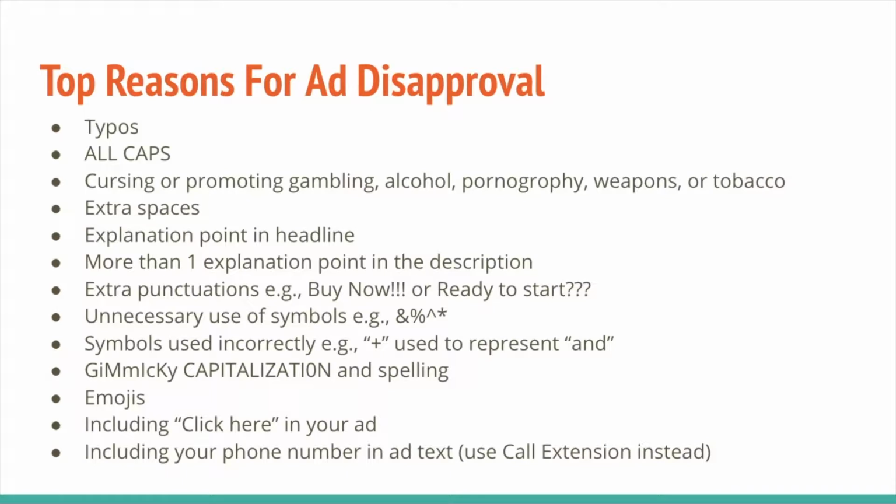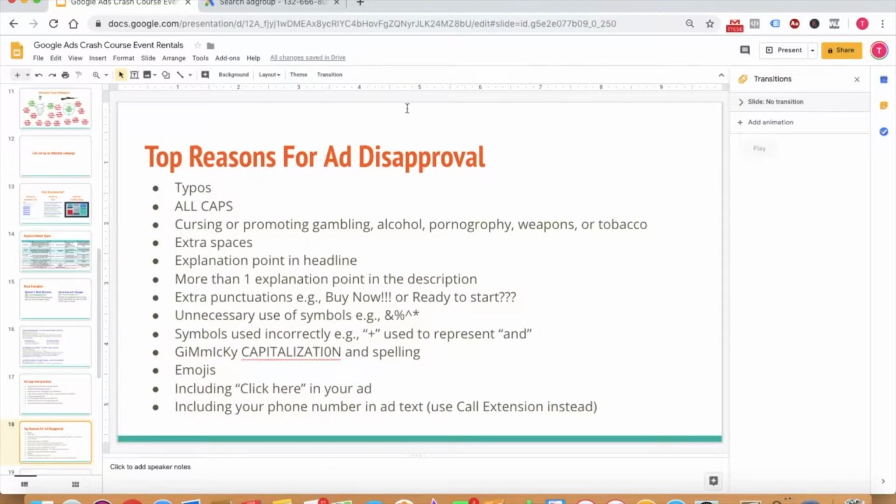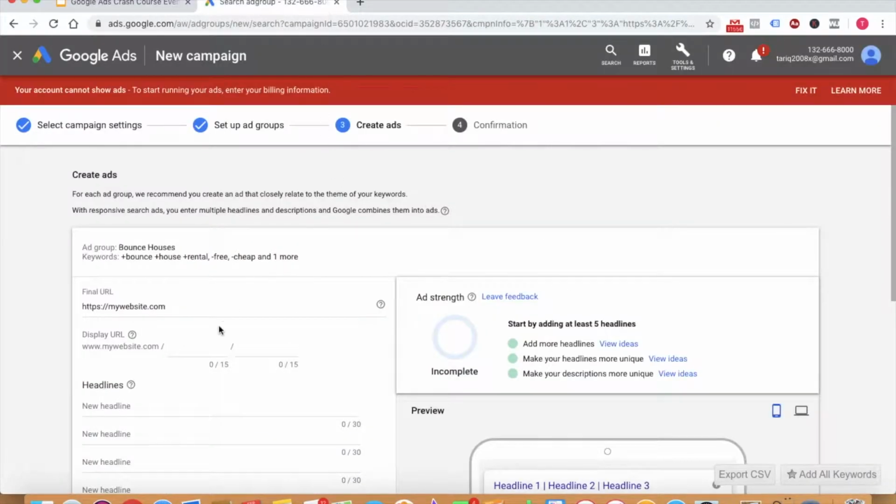You don't want to have any extra punctuation, like "Buy now!!" or "Ready to start???" with 3 question marks. No unnecessary symbols. No gimmicky symbols, so you don't want to use plus instead of and. No gimmicky capitalization or spelling. You don't want any emojis, and you don't want to add "click here" in your ad, and then you don't want to put a phone number in your ad. You want to use a call extension. Notice Google wants you to do this stuff so that you represent them professionally, because you're representing their brand. So let's go ahead and set up an ad using these do's and don'ts.